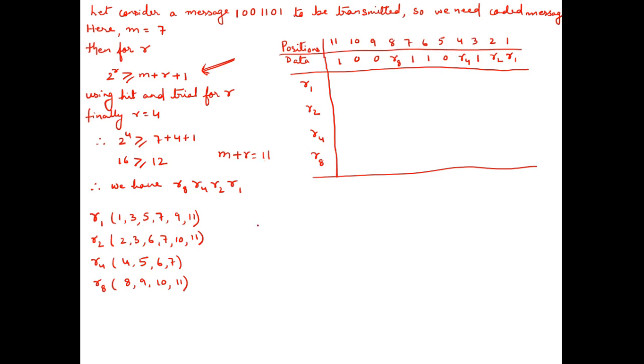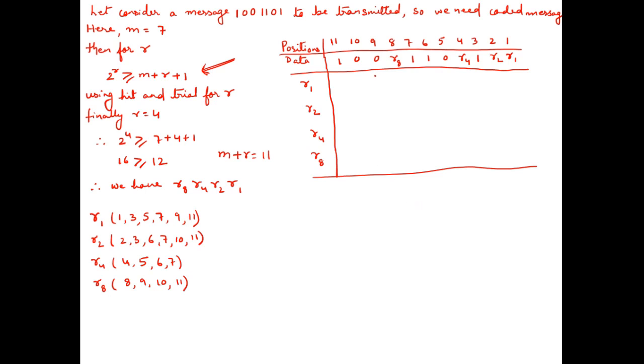So when I take positions 1 to 11, under the r category, wherever I find a 1, I will take that as a group of the r's. For r1 I am getting 1, 3, 5, 7, 9, 11. For r2 I am getting 2, 3, 6, 7, 10, 11. For r4 I am getting 4, 5, 6, 7, and for r8, 8, 9, 10, 11. So these are the groups for which each individual r is responsible. Now I am forming the table, and from this table I will get the coded message to be transmitted.